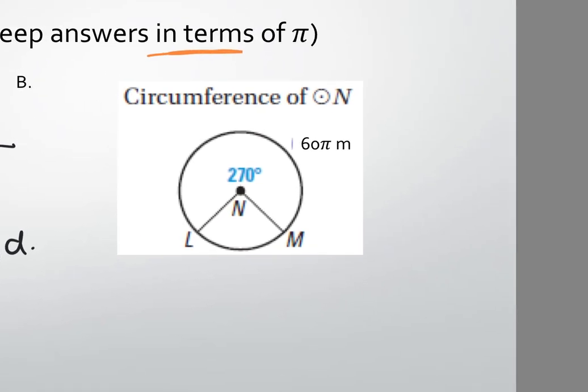If you're given, this is the actual arc length of L to M. If there was another letter there, it would be named that. That says 60 pi. It looks like it's 60 pi meters, right, for length. So the measure, again, if there was another letter here like M, N, M would be the name of that arc. What would be the measure of that arc?